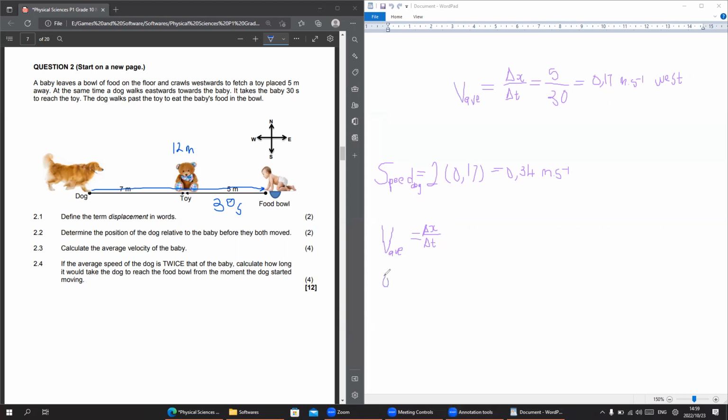This means 0.34 is equal to your displacement. In this case, it is going to be 12 meters because it's 7 plus 5. So 12 divided by the change in time.